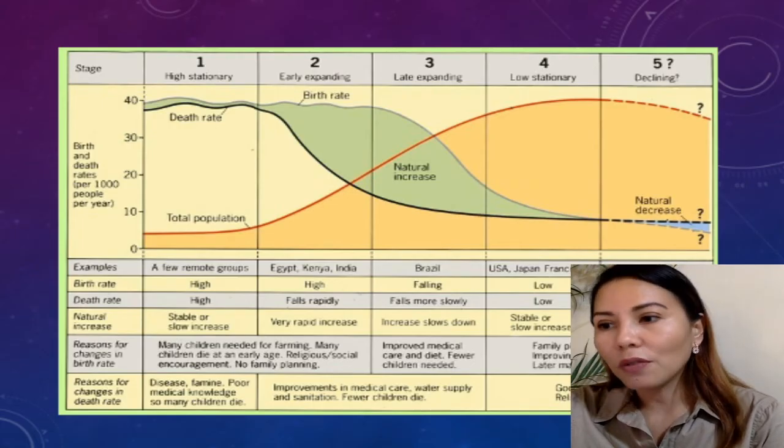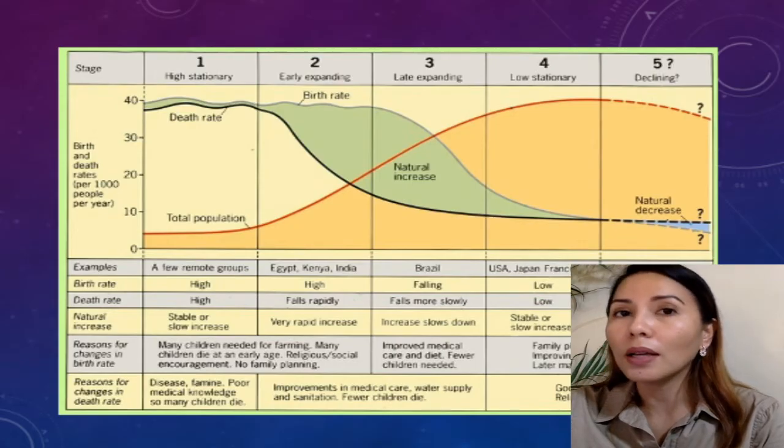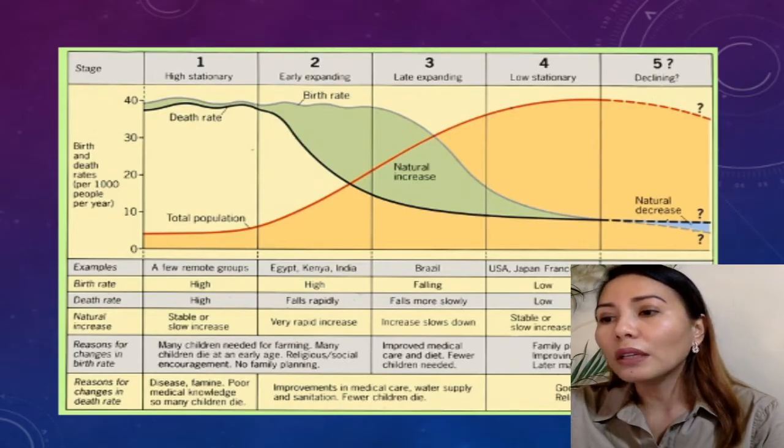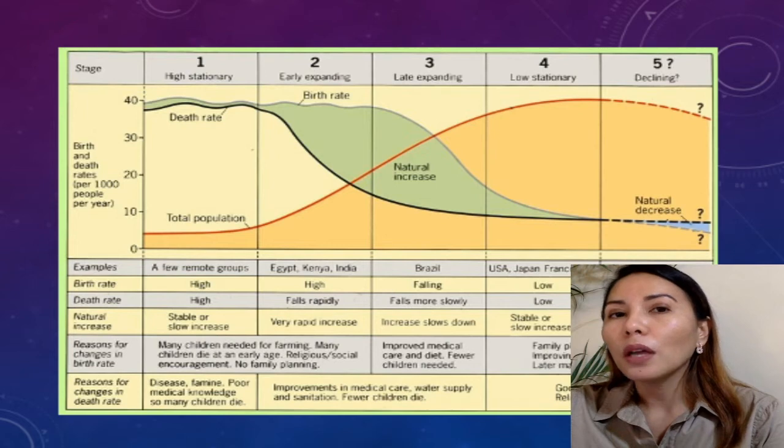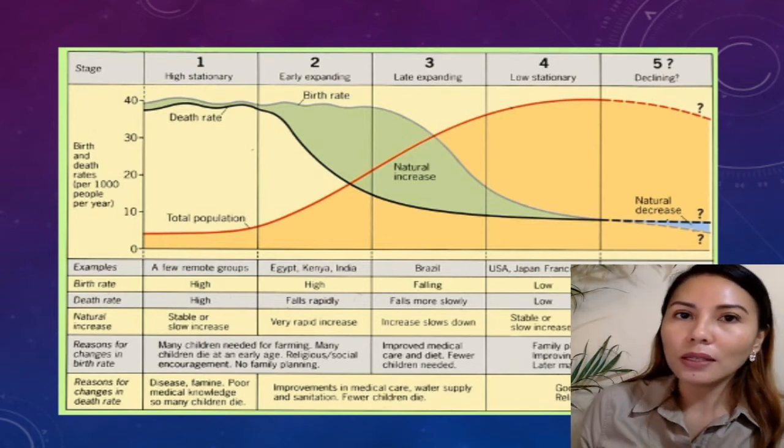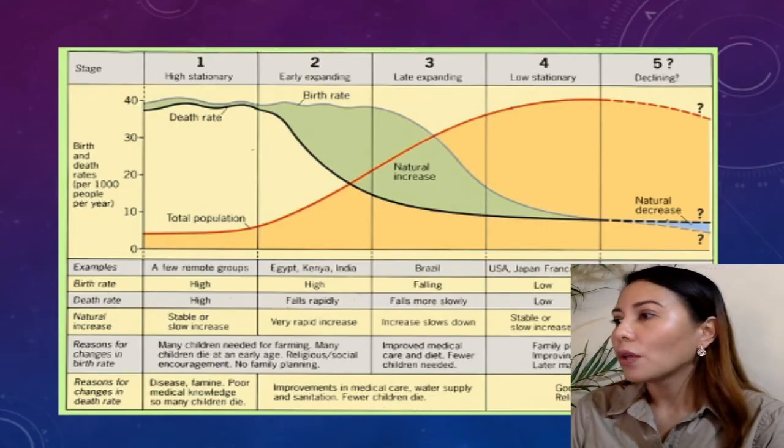In stage 5, though only some theorists acknowledge this stage, others recognize only 4 stages, fertility rates transition to either below replacement or above replacement. So that's the demographic transition theory.